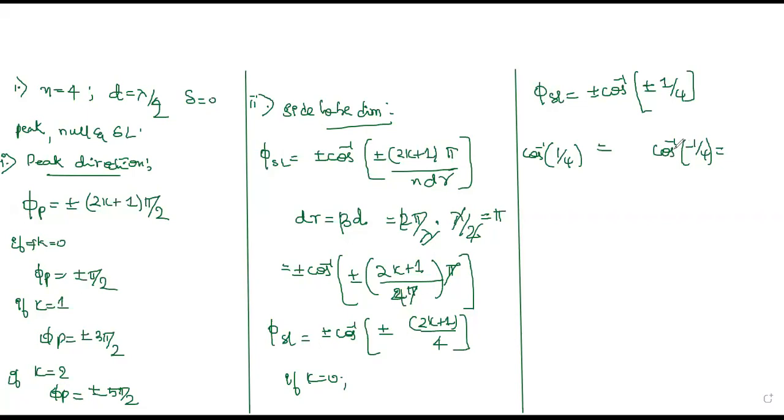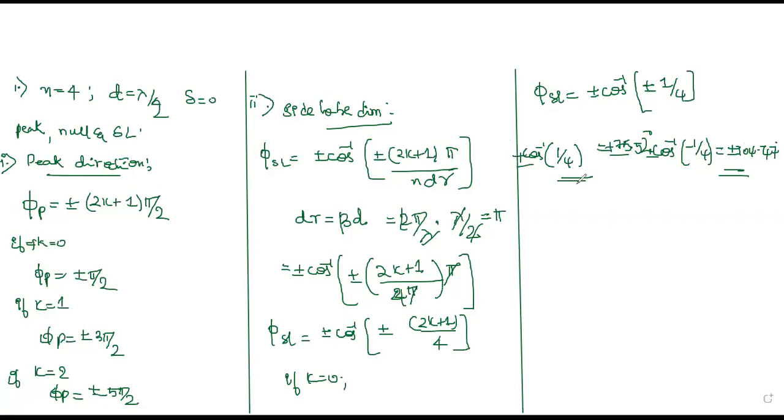Cos inverse of 1 by 4, different, no? 75.52 degrees, plus or minus, because this is plus or minus. The other one is 104.47. So you have two values coming into the picture, one is 75.52 and the other 104.47.